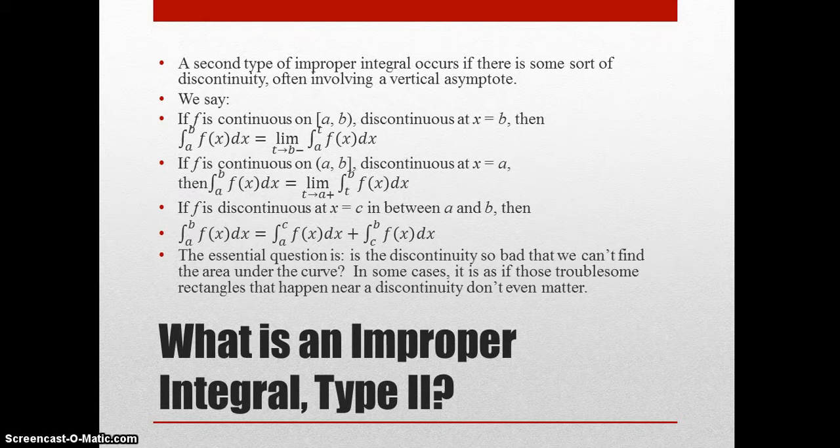So the essential question we're going to ask is: is the discontinuity so bad that we can't find the area under the curve? Remember, we talked way back when about Riemann sums and how we use those to find the area underneath the curve. If the discontinuity is not too bad, then we can still approximate with rectangles. However, if the function has some sort of vertical asymptote that is very difficult to get around, then we might not have the integral converge.